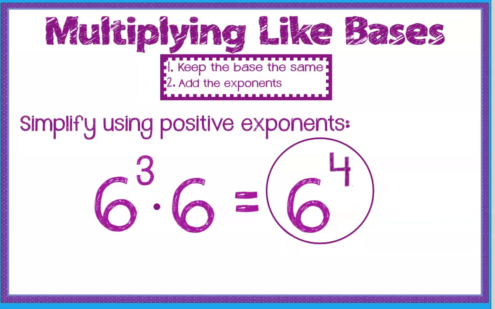Take a look at this example. Base of 6 to the third, and you might remember this from a previous lesson. Any item with no power has an invisible power of 1. So this was 3 plus 1, and that's where the 4 came from.